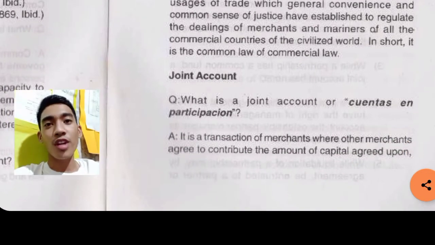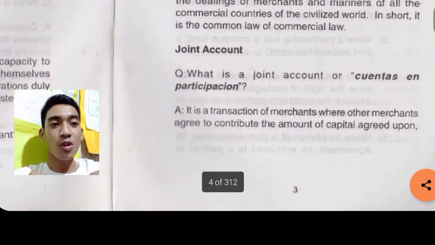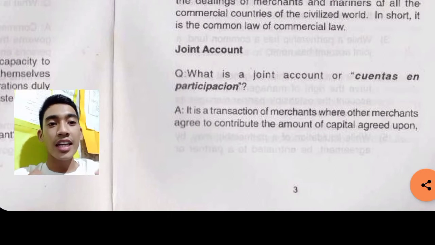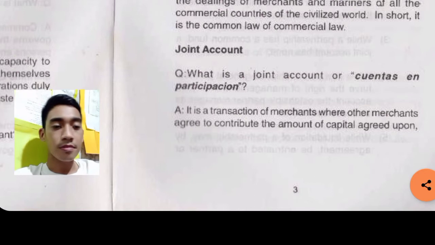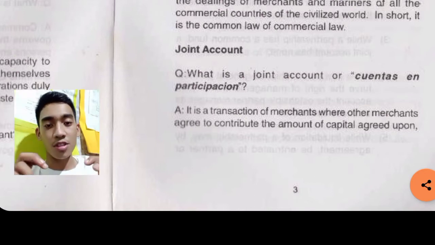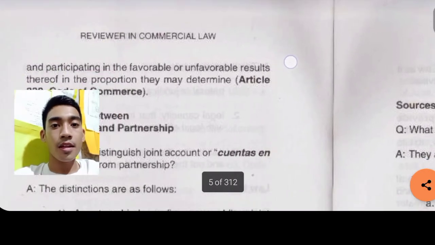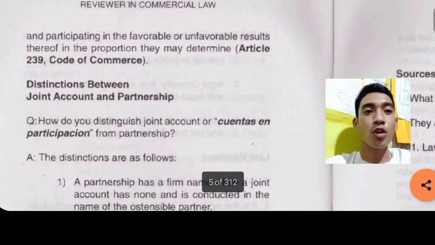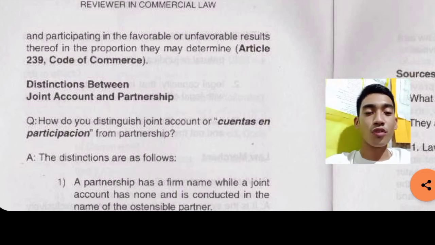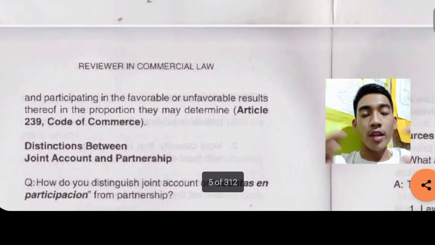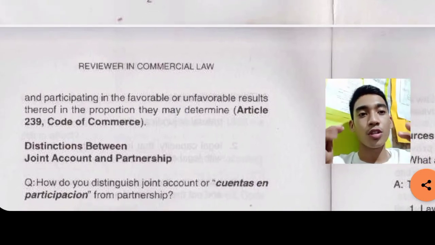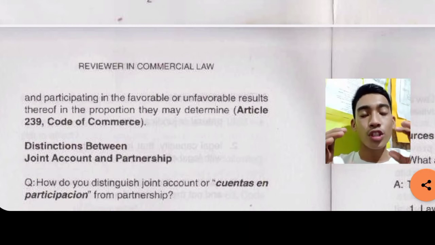Joint account is also known as Cuentas en Participación. It is a transaction of merchants where other merchants agree to contribute the amount of capital agreed upon, participating in the favorable or unfavorable results thereof in the proportion they may determine. That is under Article 239 of the Code of Commerce. So again, Cuentas en Participación, or joint account, is a transaction whereby merchants agree to contribute capital.